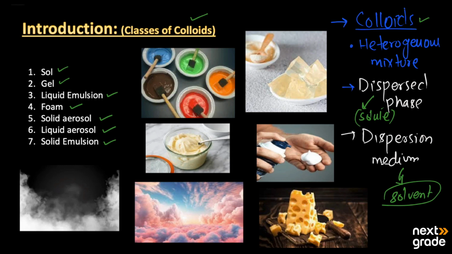For example, we use paints at home. So this is a colloid. We use gelatin or jellies at home. This is mainly a colloid. We use shaving cream. It is mainly a colloid. We use whipped cream that is edible. It is a colloid. We use cheese in pizzas and in many sandwiches. This is a colloid. We see clouds in the sky. These are colloids. And the last one, smoke, is also a colloid in nature. So let's discuss these one by one.